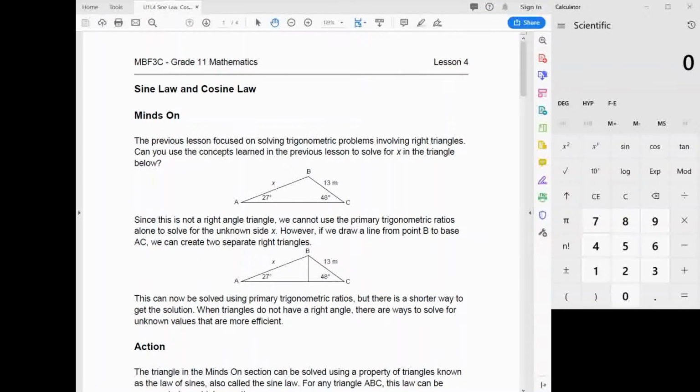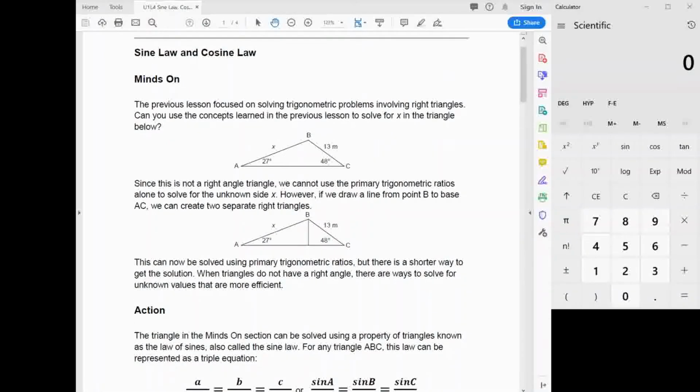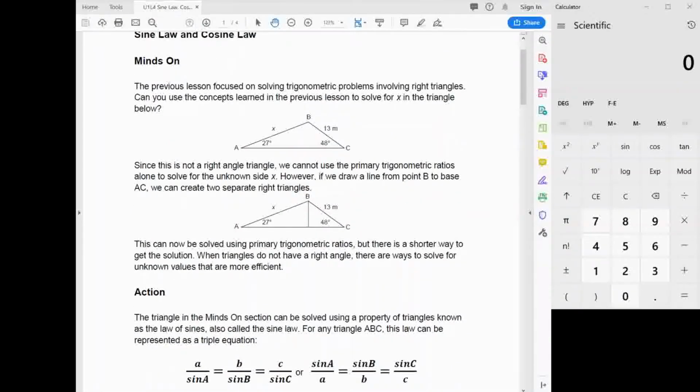So this lecture is on the sine law and the cosine law. And our minds on section starts with a triangle. What we should notice from this triangle is that it's not a right angle triangle. This is a scalene triangle with no right angle. So we can't use our primary trigonometry to solve this.